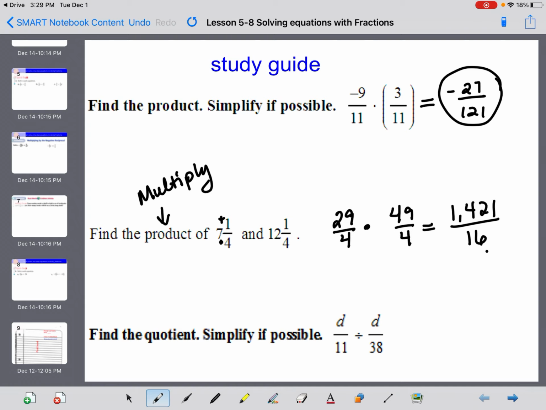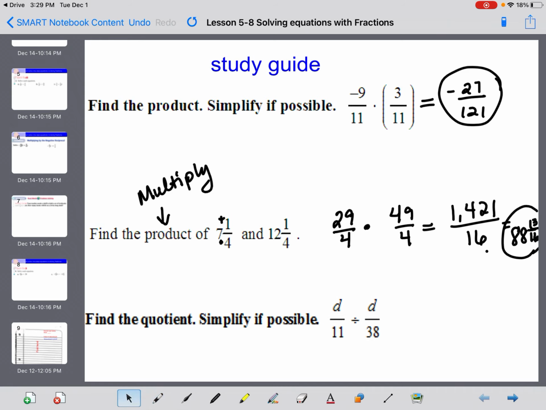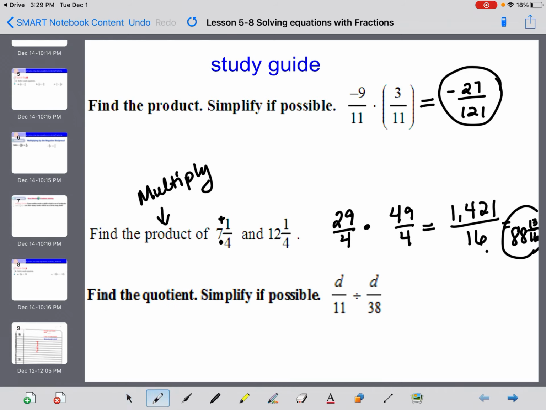Now, it goes in there. That's improper, clearly, so we have to switch it back. 88 times. And so then when you take, and you'll have to do a side problem, but you get 13/16. Since this is not the major part of our lesson today, we're not going to show or demonstrate the whole side problem. Now, to find the quotient, in our last example, you need to multiply by the reciprocal.